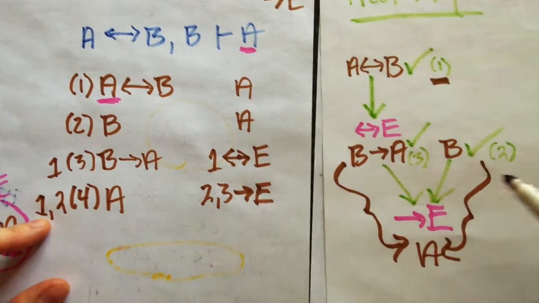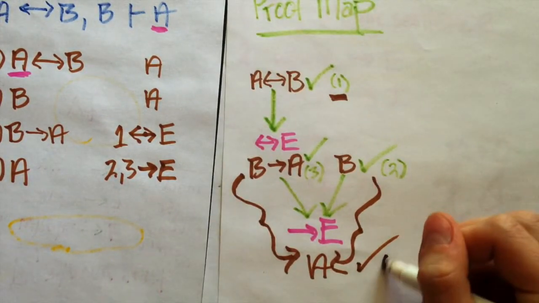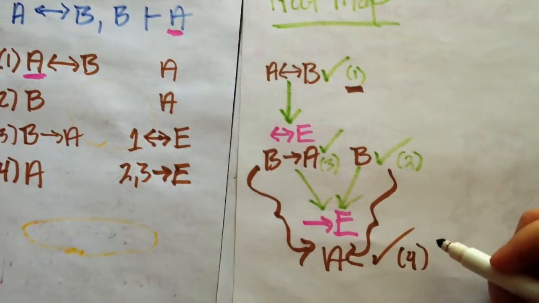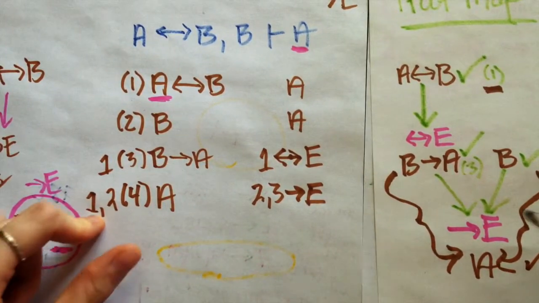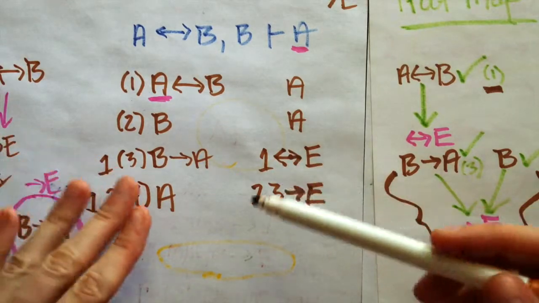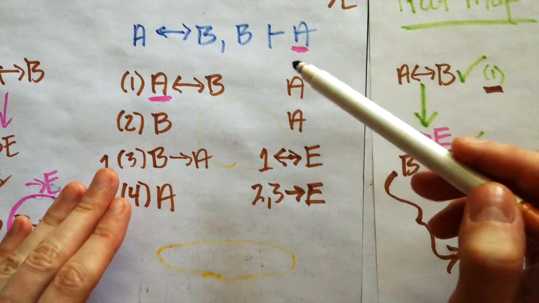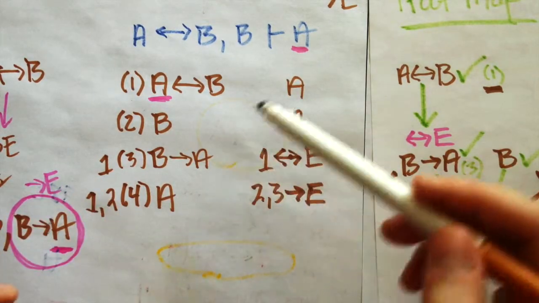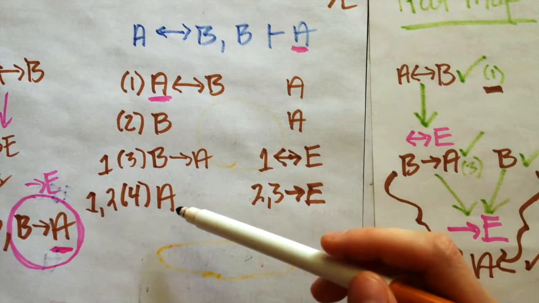Alright, so now we got to the bottom of our diagram. Hooray, we've got this. It's on line number 4. So it looks like we're all done. And you want to double check your work here. You want to ask yourself, do I have the final conclusion? Did I get to the actual conclusion of the argument I started with? And the answer is yes, right? I wanted to get therefore A, and I got therefore A here.